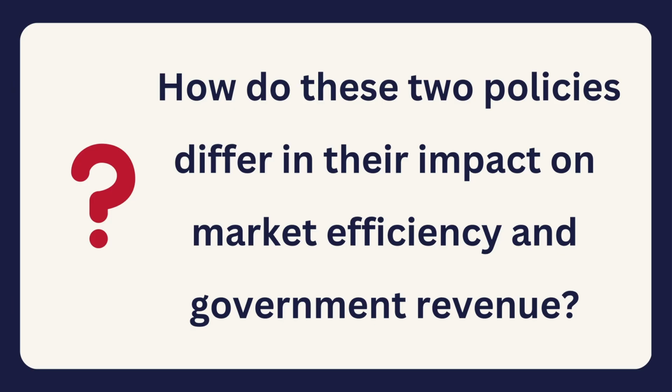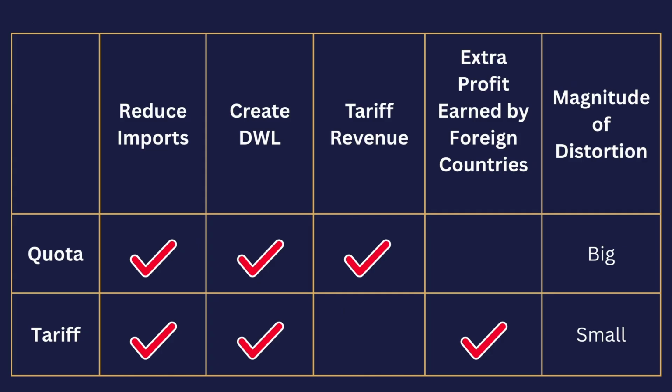How do these two policies differ in their impact on market efficiency and government revenue? Tariffs and quotas both reduce imports and create deadweight loss, but they work very differently. With a tariff, the government collects money from each unit that comes in, so the government actually earns revenue. But with the quota, the government doesn't get any revenue. Instead, whoever holds the import license, often foreign exporters, gets the extra profit, which we call quota rent.